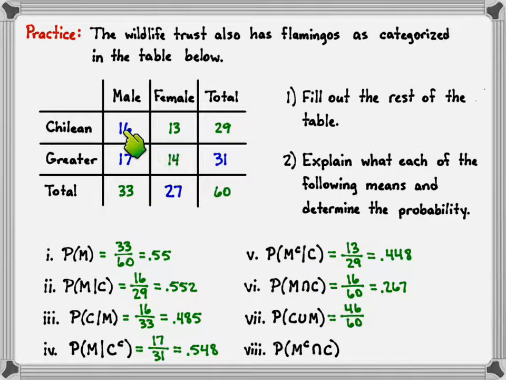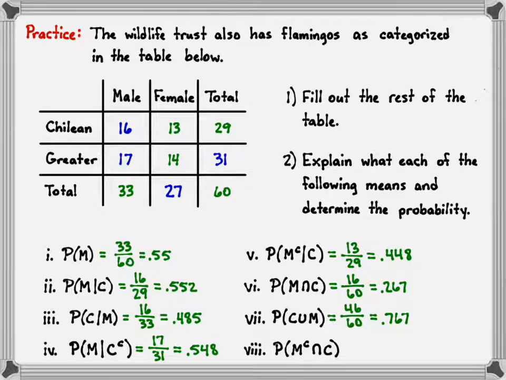Another way to approach that is you could have added the 16 and the 13 to get 29. So added the 29, added the 33. But remember, when you add the total Chilean and the total male, you're actually adding their intersection twice. So you would say 29 plus 33 and then minus 16. And you still would have gotten 46. And that probability is 76.7%.